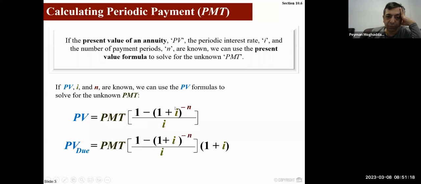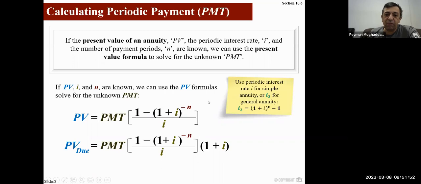And for the present value due annuity, also we have the same thing. So basically, if they give you present value due, the amount of that, also they give you the right hand side, which is this guy, and they ask you for PMT. So PMT is going to be this guy PV due divided by the whole thing which you have in the right hand side. Okay. So that's basically it. So you can basically calculate PMT if you have present value, if you have I, and if you have N.